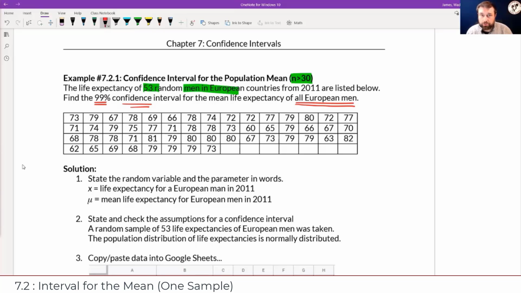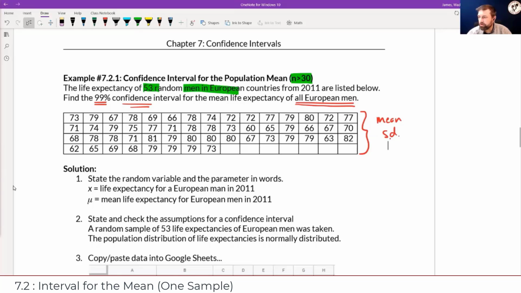Clearly, we can't do that for every single European male. And so what we're going to do is get a sample of 53. We're going to have a 99% confidence level, and we're going to find a margin of error. Then we're going to add and subtract that margin of error from the average of our 53 to give a confidence interval. So from this data set, what we need is the mean and the standard deviation.